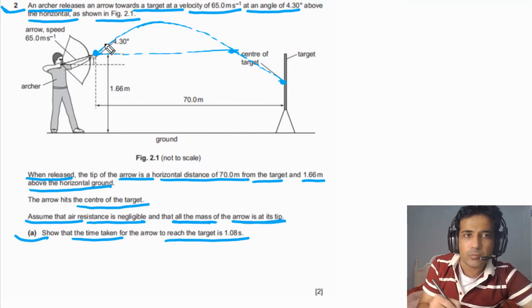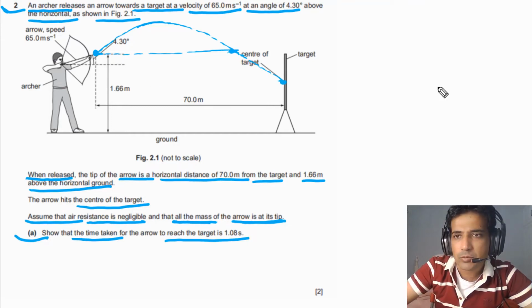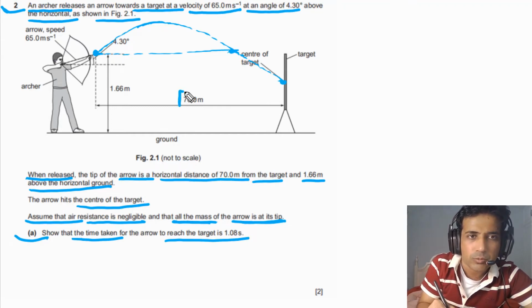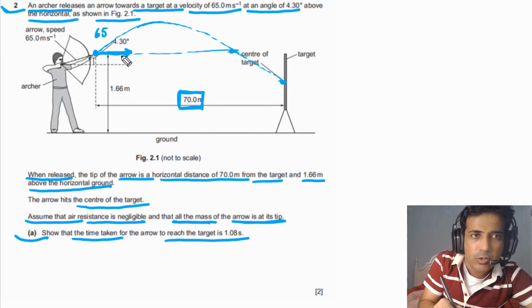For this question, we need to calculate the time taken. In order to calculate time taken, we can only take its horizontal motion. For horizontal motion, horizontal displacement is given to us. Then also we can resolve the velocity of the arrow into its components. Velocity of arrow is 65 and angle is 4.3 degrees. So it has a horizontal component and it also has a vertical component. So the horizontal component in this case will be equal to 65 cosine of 4.3 degrees.